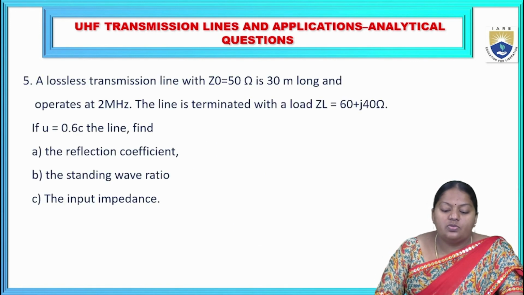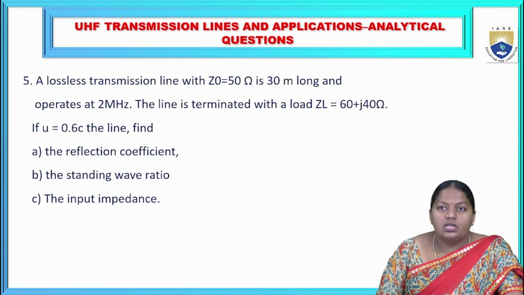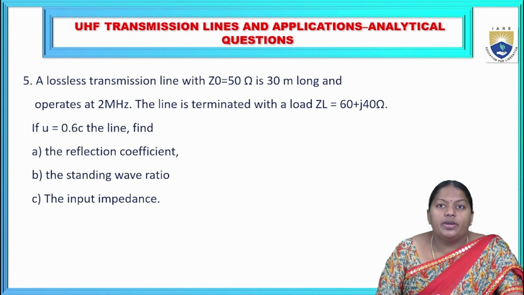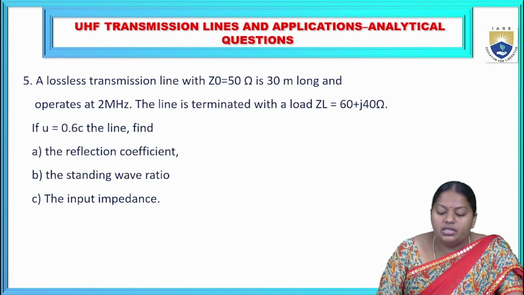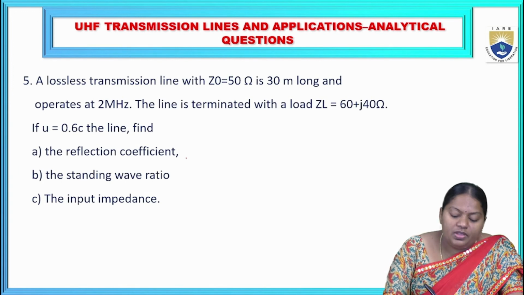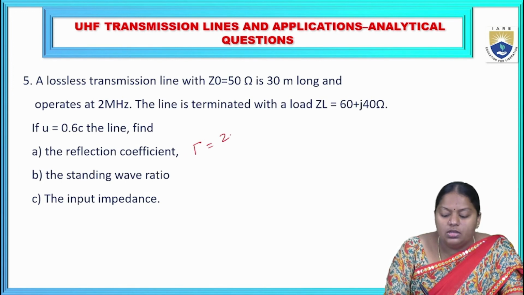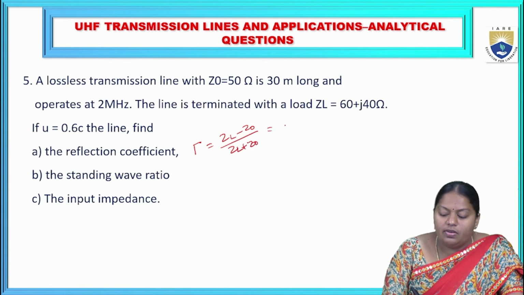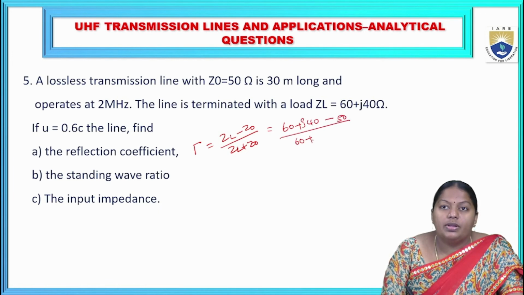Next, a lossless transmission line with Z0 equal to 50 ohms is 30 meters long and operates at 2 megahertz, and the line is terminated with a load of 60 plus j40 ohms, and if u equal to 0.6 c for the line, then find first the reflection coefficient gamma, which equals (ZL minus Z0) by (ZL plus Z0). Now substitute the ZL value as (60 plus j40 minus 50) by (60 plus j40 plus 50). Upon simplifying, you will get gamma in the range of 0 to 1.